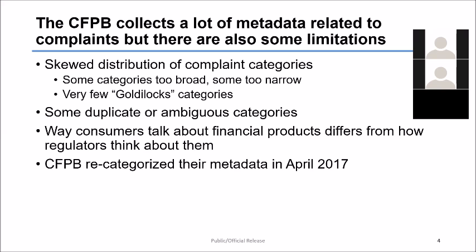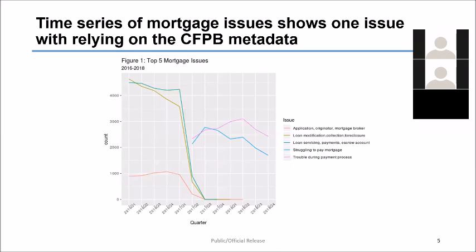And there are some duplicate or ambiguous categories. I think one is a problem caused by my funds being too low versus problem caused by your funds being too low. Just the way they collected these categories and got them ready in time for this database to start collecting them, they may have missed some of those issues. But fundamentally, the way consumers talk about financial products differs from how regulators think about them. And the CFPB did recognize some of these limitations and recategorized their metadata in April of 2017. But that leads to this kind of graph when you look at the time series and see if you can tell where the change was made.